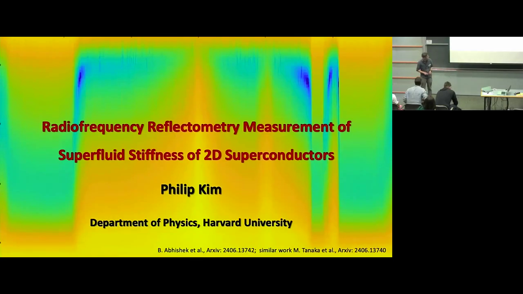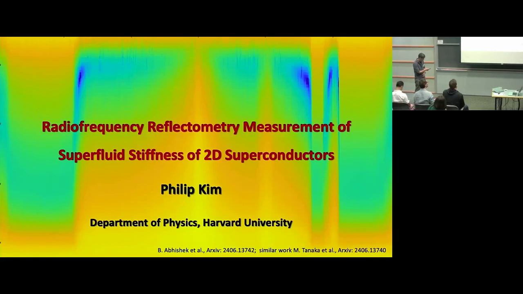new developments. So I'm going to tell you about the recent development of 2D superconductivity, especially that related to twisted layer Moiré carbon superconductivity. I'm trying to address superfluid stiffness measurement using reflectometry, and most of the work is in the arXiv papers from about 2 months ago. There's actually quite similar work that was posted at about the same time by the Moiré group at MIT.